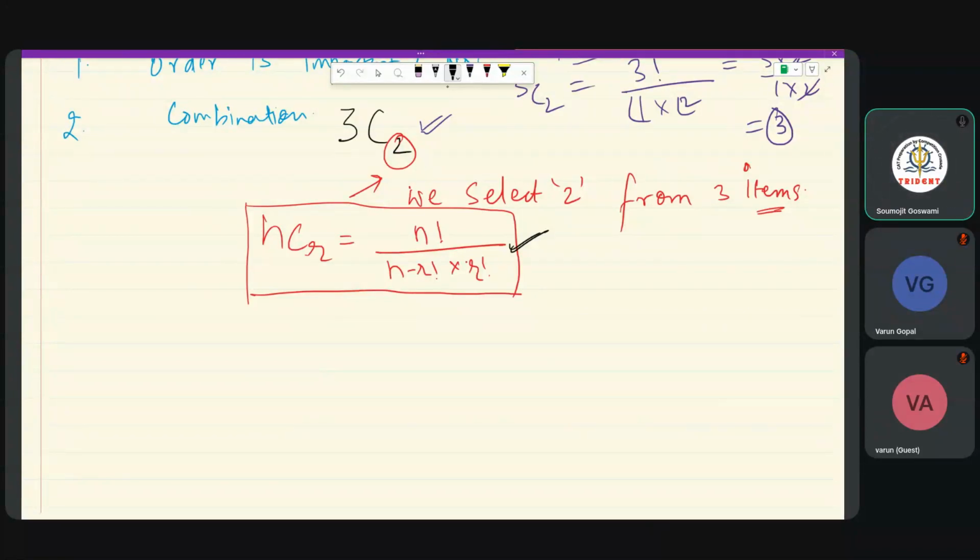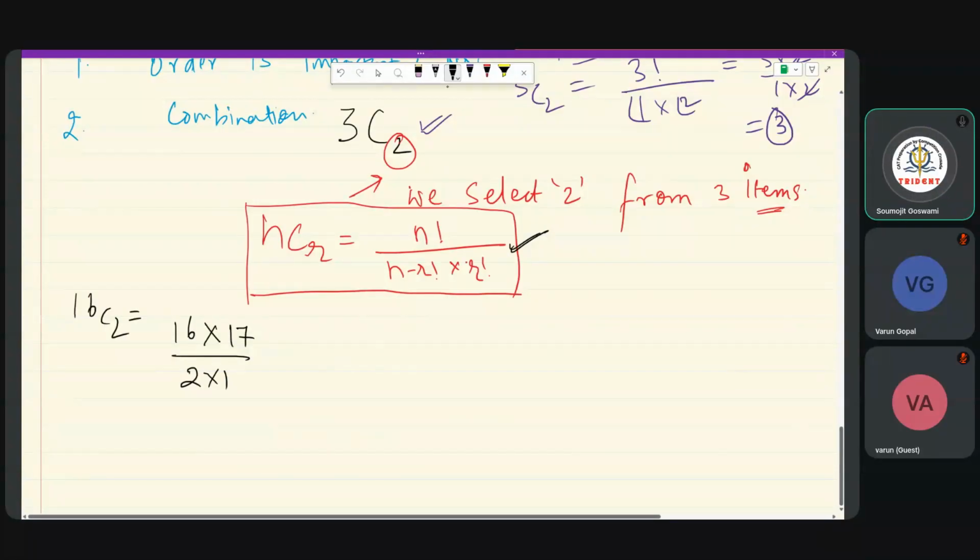But just imagine that you have 16 teams and you need to make them play with each other. How do you do that? What you will do is write 16 into 17 by 2 into 1. Why? Because this is 16C2. So one digit less than 16, and this 2 will be written like this, 2 into 1. Just do the calculation. Whatever the answer is going to be, it is exactly the same as what this answer will give you. That is 16 factorial by 16 minus 2 factorial, that is 14 factorial into 2 factorial.